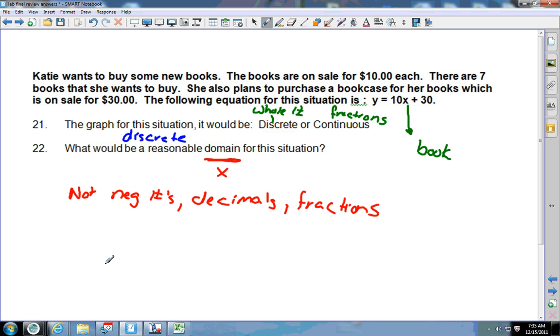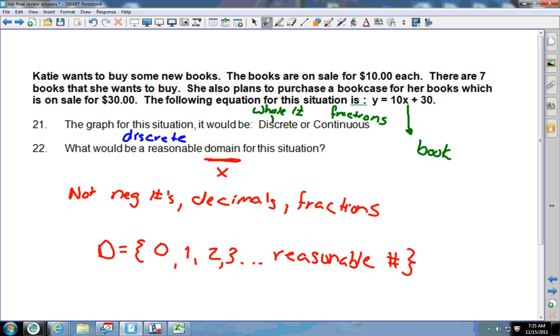Okay, so for example, I could write domain equals, I could buy 0. I could just buy the bookcase. 1, 2, 3, and I put ... and I could actually put up to a reasonable number. I mean, it's not like you're going to go up there and buy 1,000,000 books.